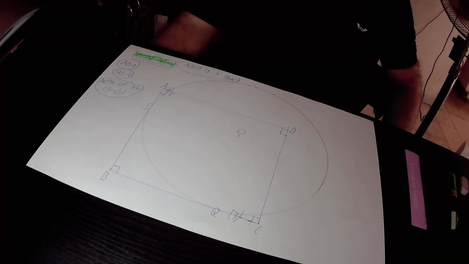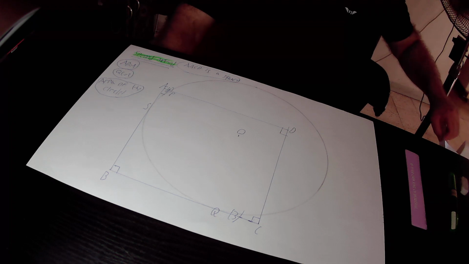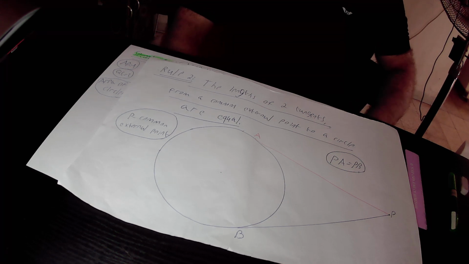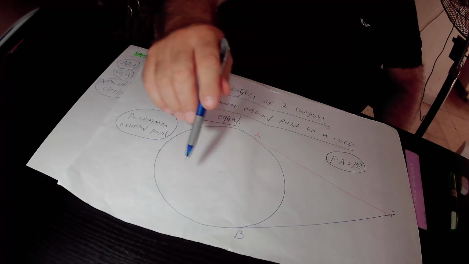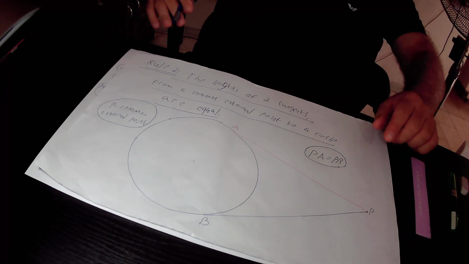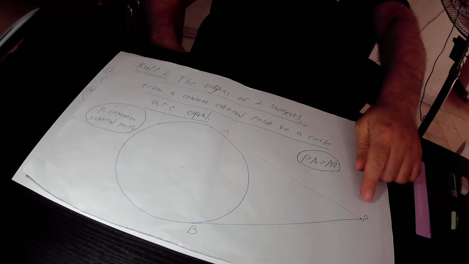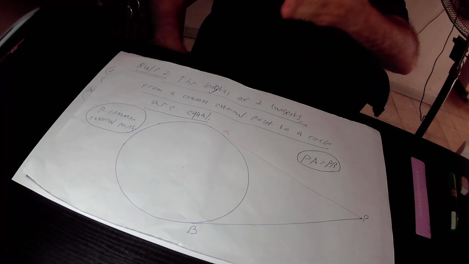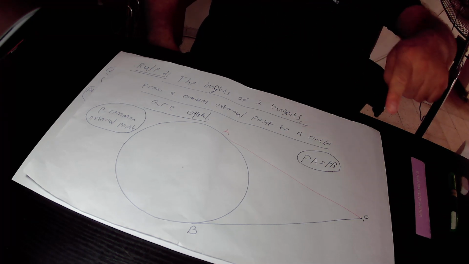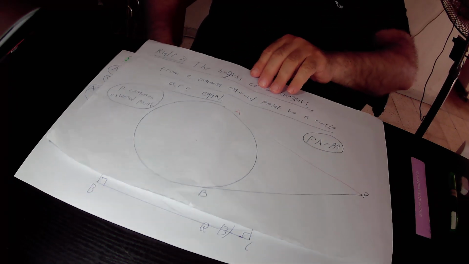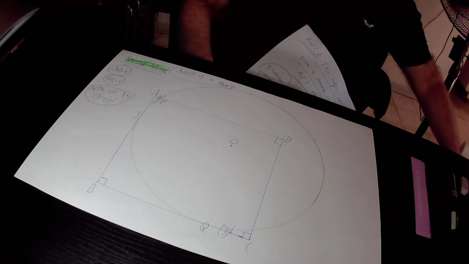So I'll repeat quickly rule 2. According to rule 2, the lengths of two tangents from a common external point to a circle are equal. So in the drawing we have a circle. This is the common external point, point P. From this point P, we have two tangents to this circle, tangent PA and tangent PB. According to rule 2, they are equal to each other. That is to say, the length of tangent PA is equal to the length of tangent PB. So we can implement rule 2 in our drawing.